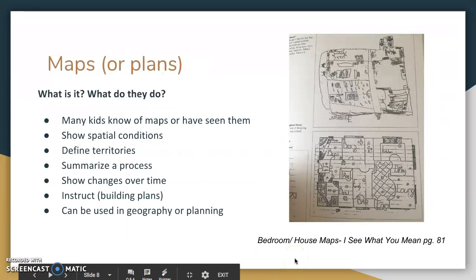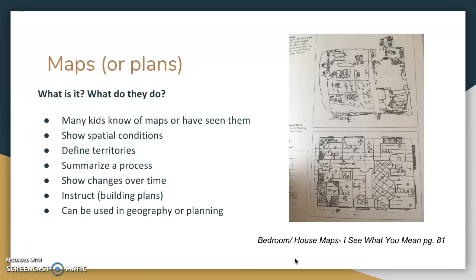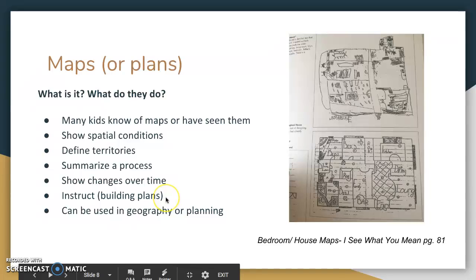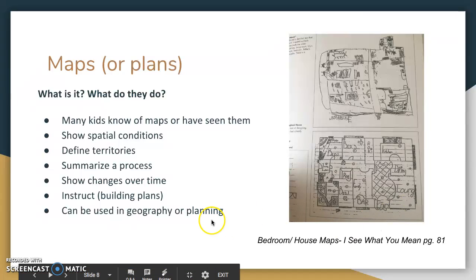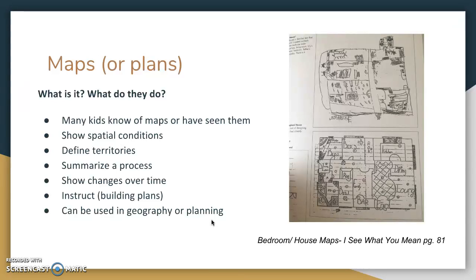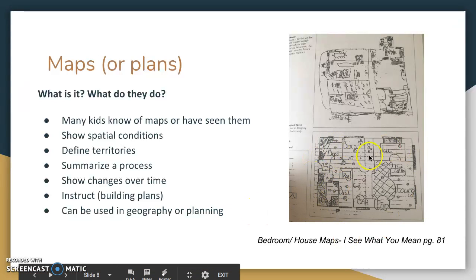Maps, I'm not going to spend too much time talking about maps because most people know what they already are, but basically they show spatial conditions, and it doesn't just have to be a map. It can also be something to instruct, so that's what I really liked. On these two examples, one is of a bedroom and one is of a house. So the children in these two examples were drawing what they think their house or their bedroom looks like, and it's more of a plan in this situation, but it can also be for geography. So maps don't have to just be for geography. They can be to get out information in a different way, like to map a bedroom. So I thought that was kind of interesting.